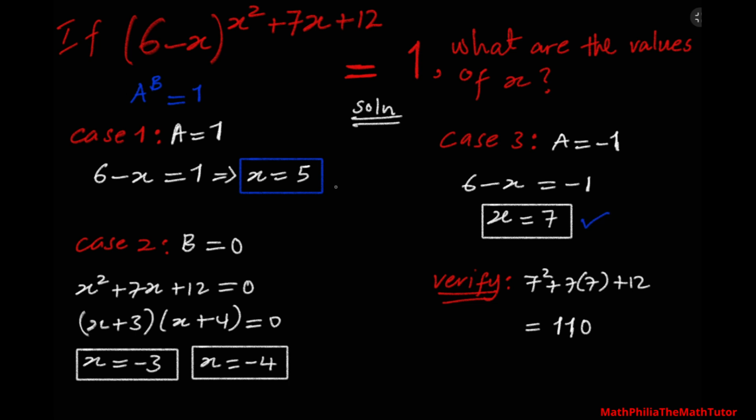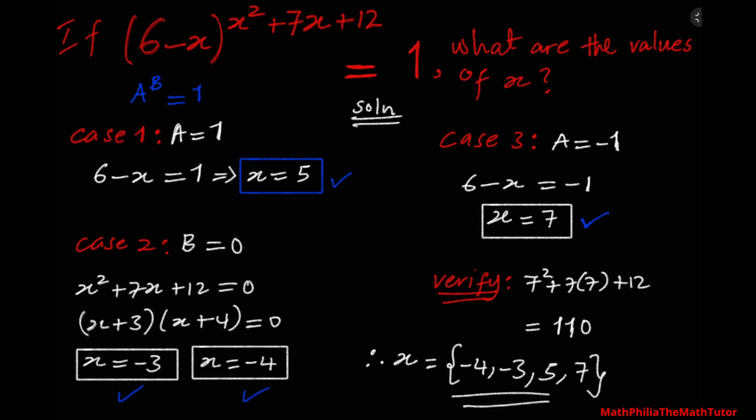Okay, so we have 1, 2, 3, and this one 4. So we have 4 solutions. So therefore, the possible values of x are, you can say x is equal to, let's put the solutions in a set: negative 4, negative 3, then 5, then 7. Okay, this is the set of solutions to this particular equation or problem.